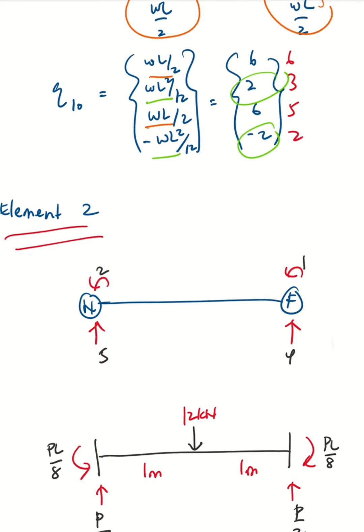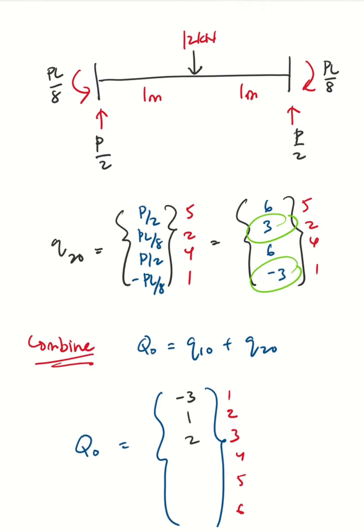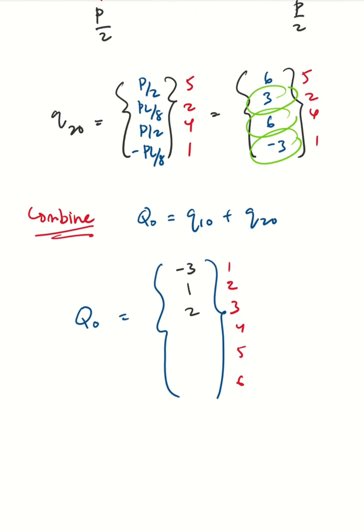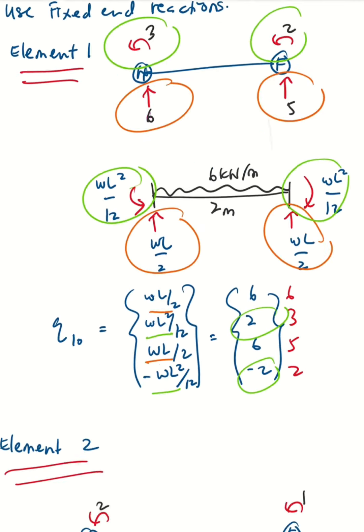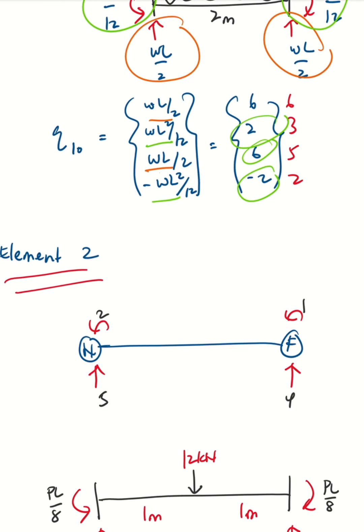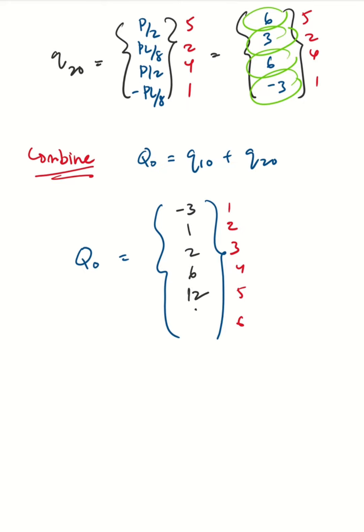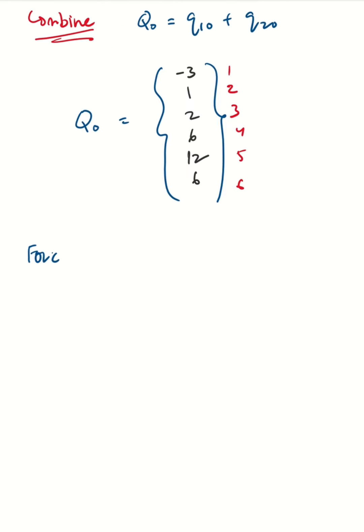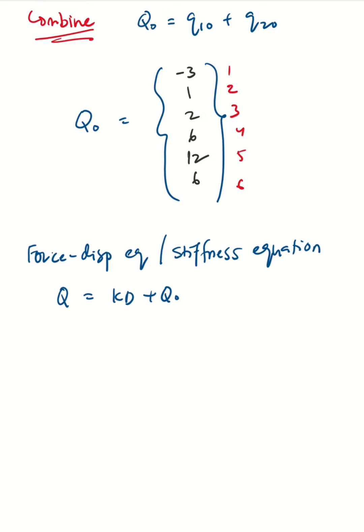And these equivalent nodal forces, we have to substitute into the stiffness equation Q equal to KD plus Q naught. Remember, Q naught is where we actually distribute whatever forces from member to nodes.